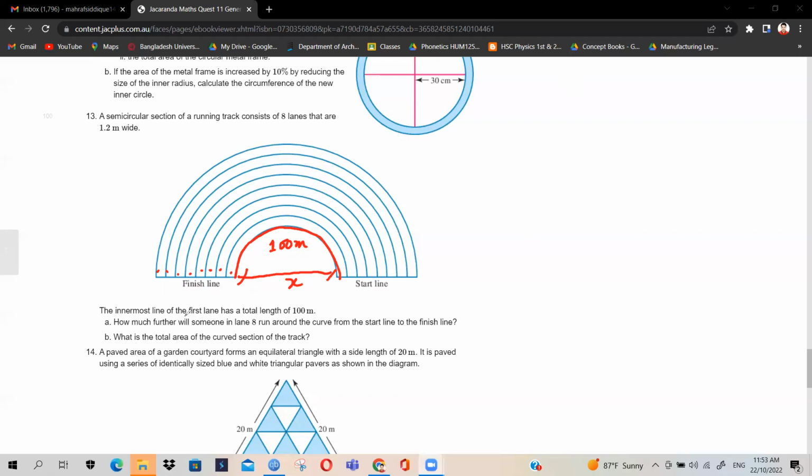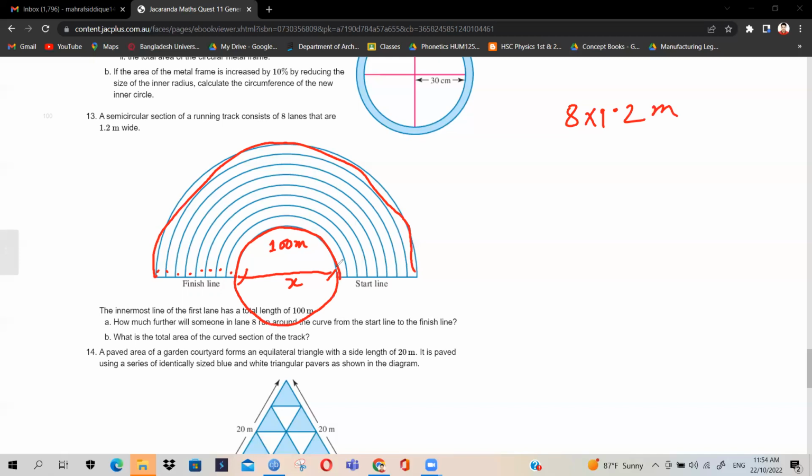All right. So for the outermost lane, to run around the curve, I have to calculate this particular area. Not just, for instance, saying it is 8 multiplied by 1.2 meter. No, that is not the value. That is the value for this portion. So what is important here is to calculate the value for x. So now how could we calculate it? We are given the perimeter, right? Perimeter of this circle.